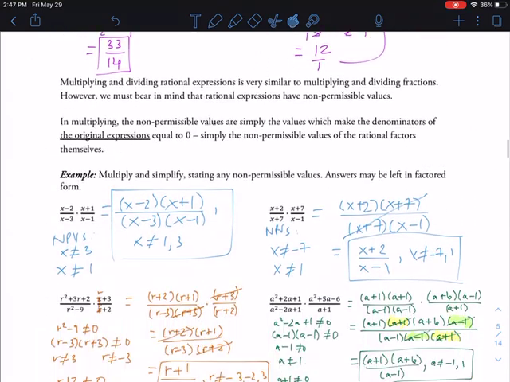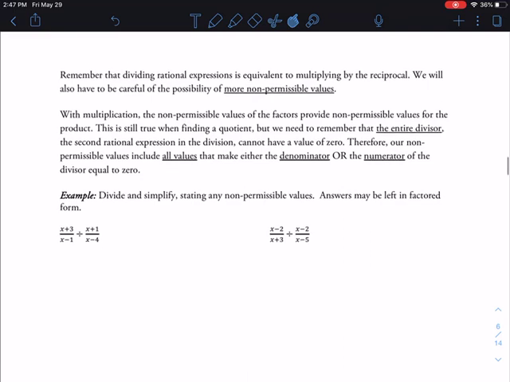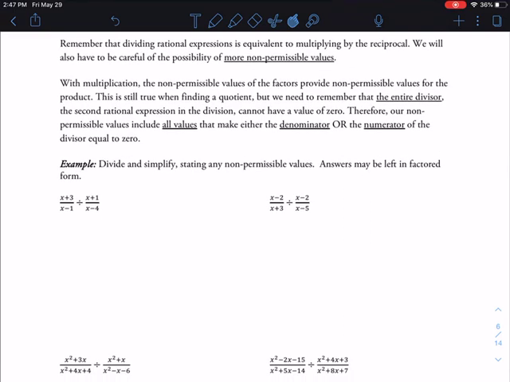So there we go. We are going to keep going. We did multiplying last video. Now we're going to talk about dividing. It is very similar to multiplying and to dividing fractions. We're going to do keep, change, and then look at NPVs. NPVs are a big topic in this lesson. Remember that when we are looking at NPVs, we're looking at what makes a denominator 0.